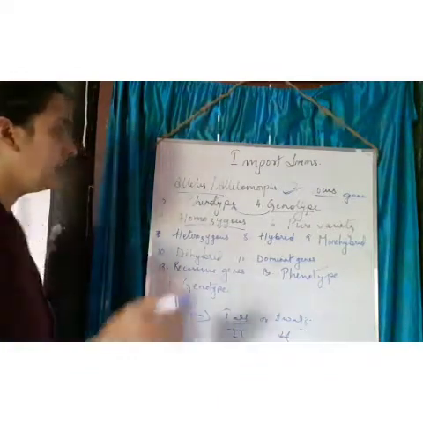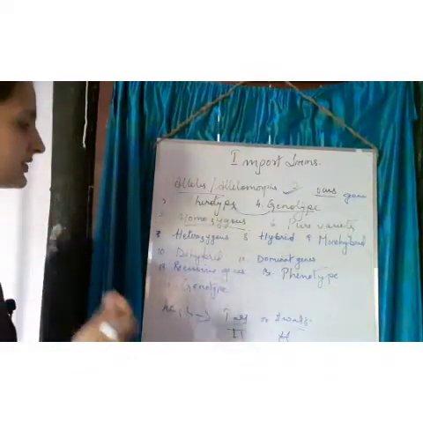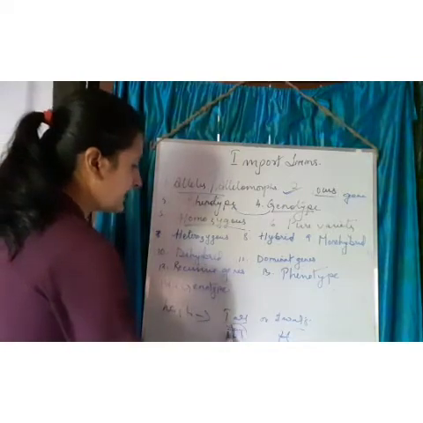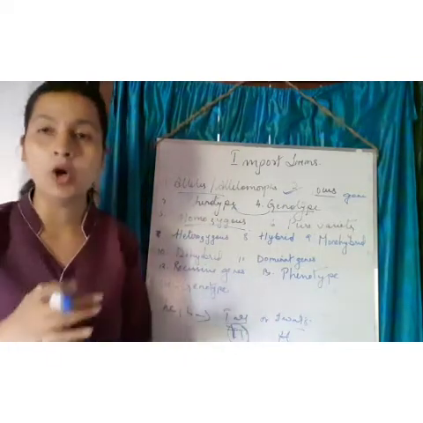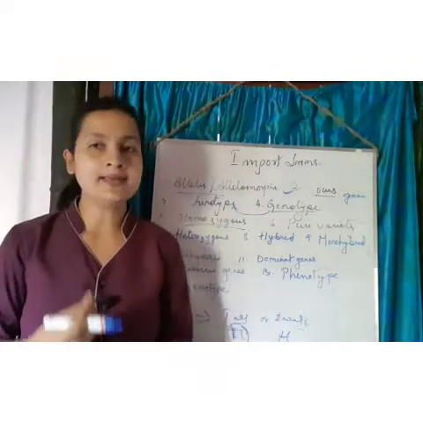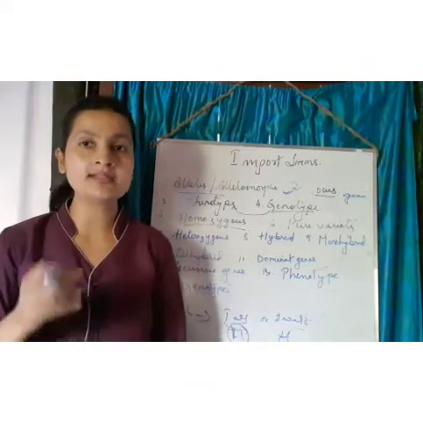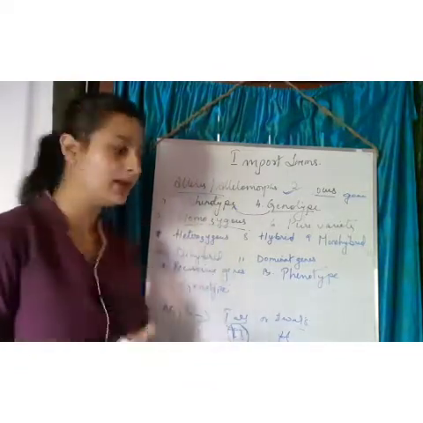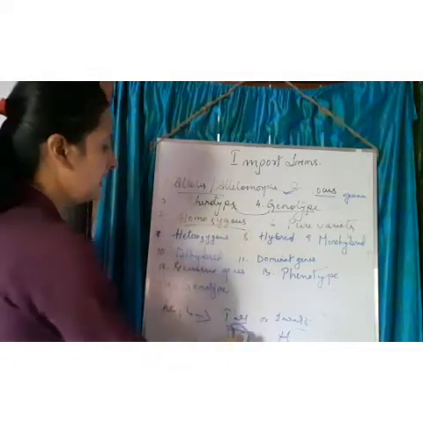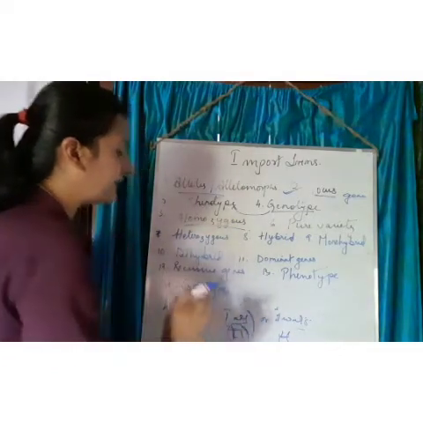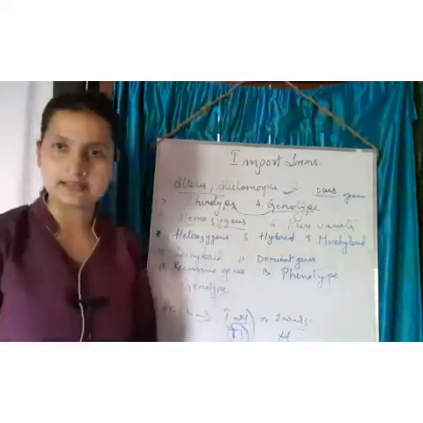Now I was talking about homozygous, right? Homo. Here you see these are similar, they are identical. Homo means same. Always remember that homo means same, identical. So homozygous means individuals having identical genes or alleles.